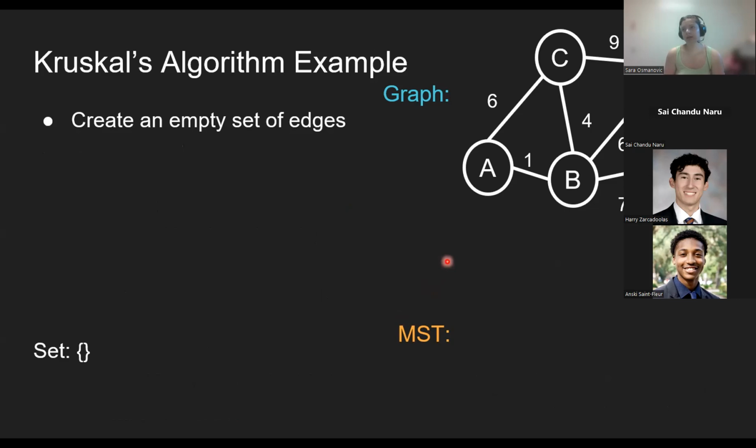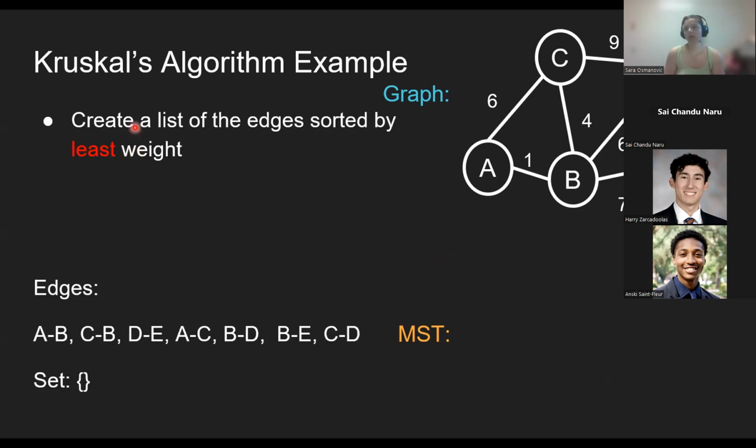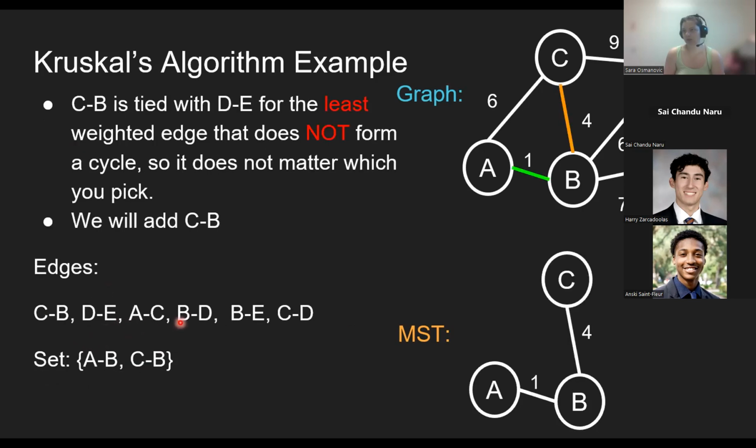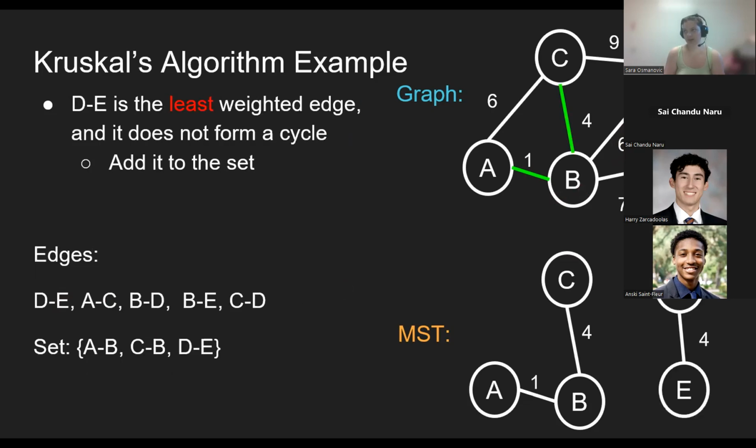So if you look at the example that we have, you need to create a sorted list of edges. And in this case, it's going to be A to B, because that's the shortest one. Then we have B to C, D to E, A to C, B to D, and then it's going to be B to E and C to D. And then we start adding the edges. The first one is going to be A to B, and then the next one is going to be C to B or B to C. It still doesn't form a cycle. And then the next one is going to be D to E, doesn't form a cycle.